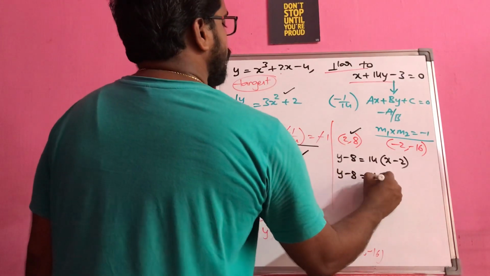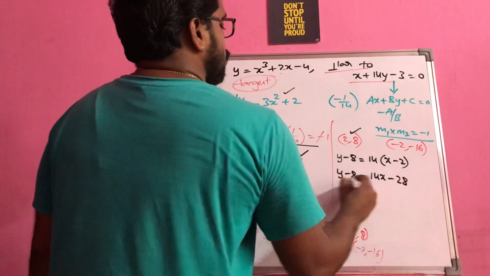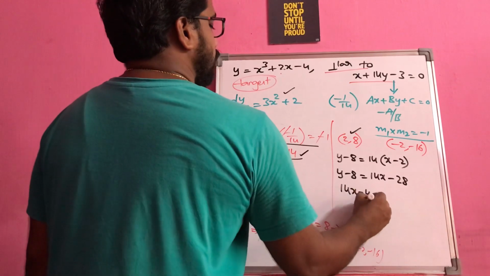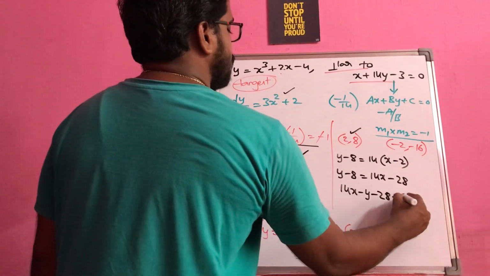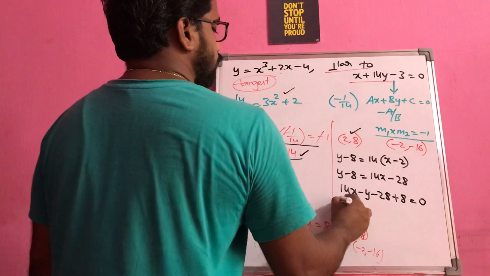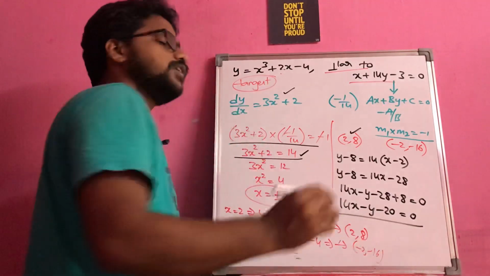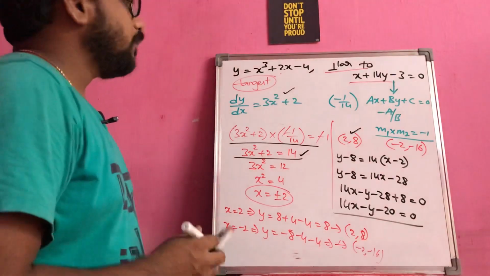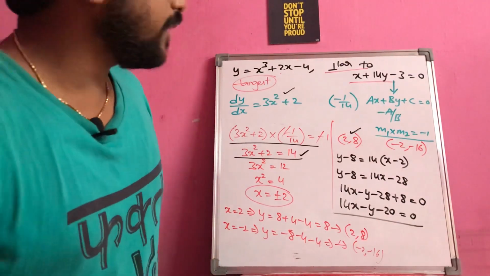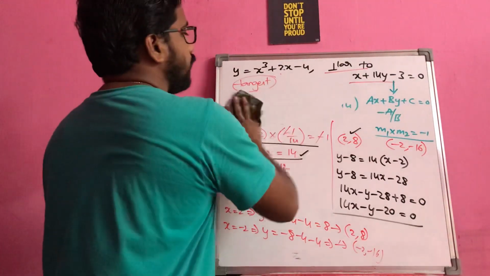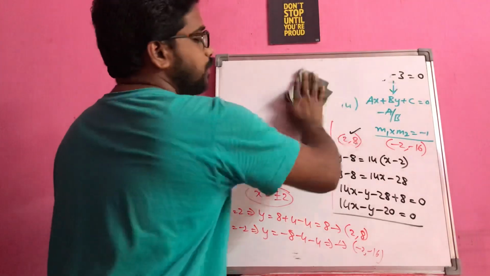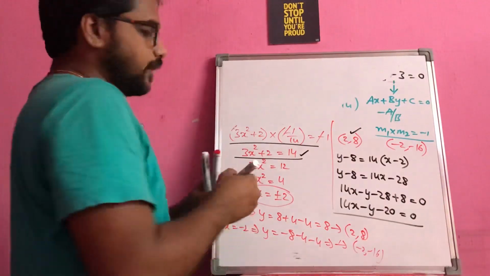So y minus 8. So finally 14x minus y minus 28 plus 8 is equal to 0. So 14x minus y minus 20 is equal to 0 is the first equation. Similarly, you have to find the other equation corresponding to the second point, that is minus 2 comma minus 16. So let us solve that also.